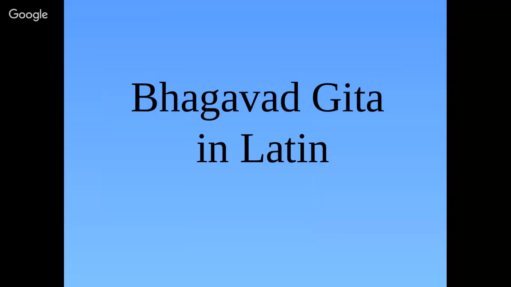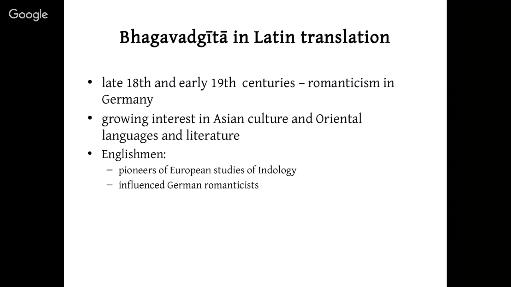Thank you. So my topic is the Latin translation of the Bhagavad Gita. If we want to understand how and why the Bhagavad Gita was translated into Latin, we have to go back to the late 18th and early 19th centuries, the period of Romanticism in Germany. It was a period of growing interest in and knowledge of Asian culture and Oriental languages and literature. German Romanticists were following with great interest the Indological work of the Englishmen, who were the pioneers of European studies of a new scientific area, Indology, and who made some of the first translations from Sanskrit into English.